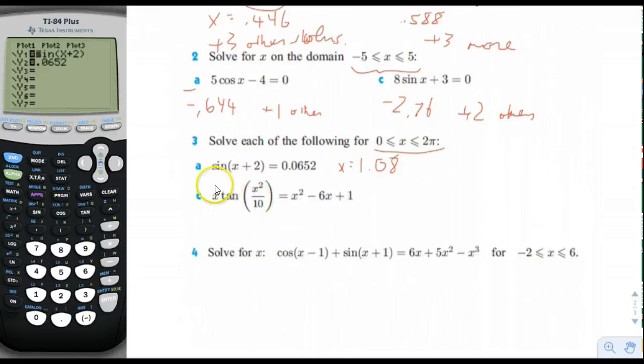So we're going to put this left side in. We're going to put x tangent of x squared divided by 2. And then on the other side, we're going to put x squared minus 6x plus 1.